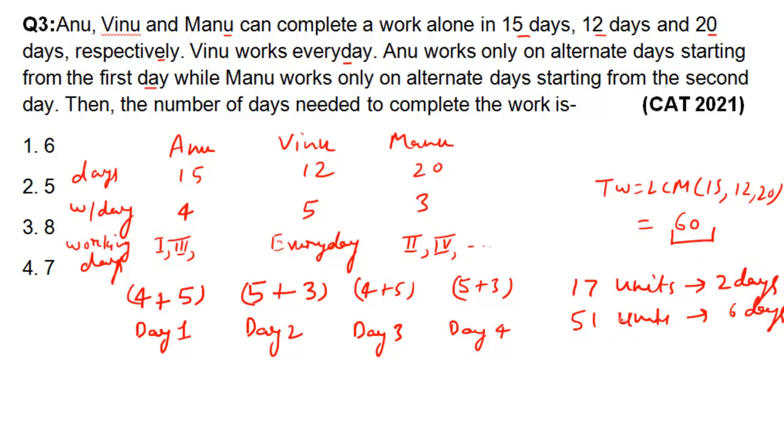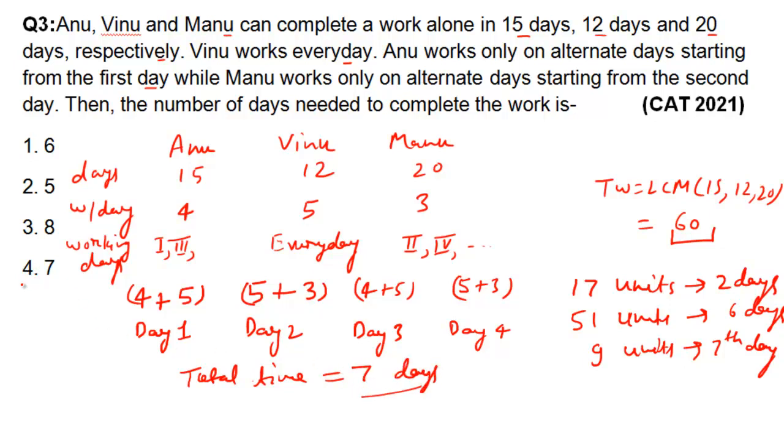So 9 units are left, and that will be completed on day 7, right? So I'm just writing here, on the 7th day 9 units of job will be done. So in 6 days 51 units are completed, and the remaining 9 units of job will be done on the 7th day, because on the 7th day it will be Anu and Vinu's turn. So the total time taken to complete will be 7 days. 7 days is the answer, and option 4 is correct.